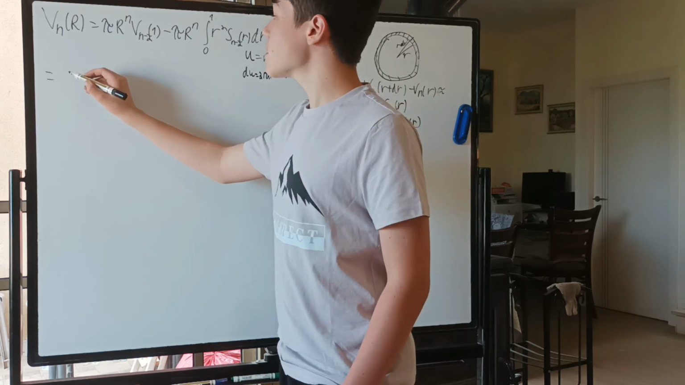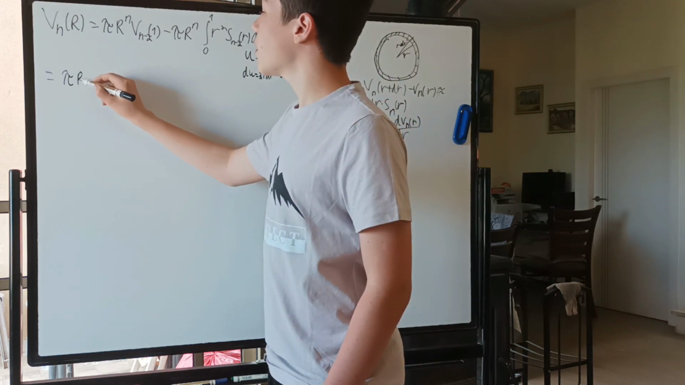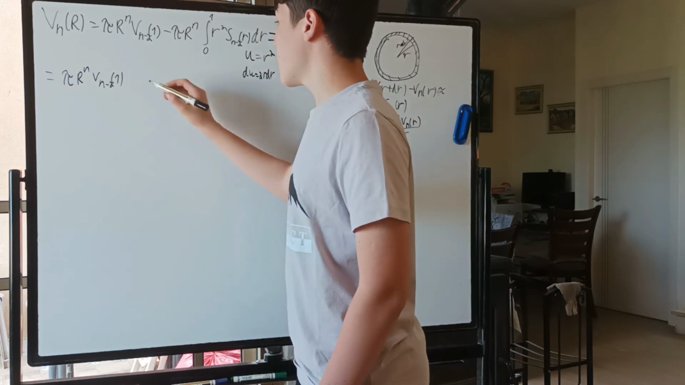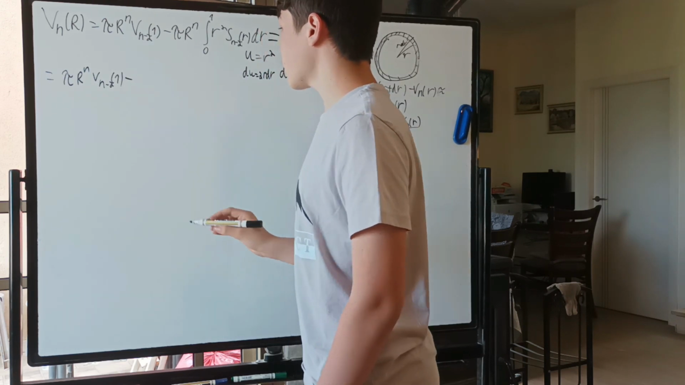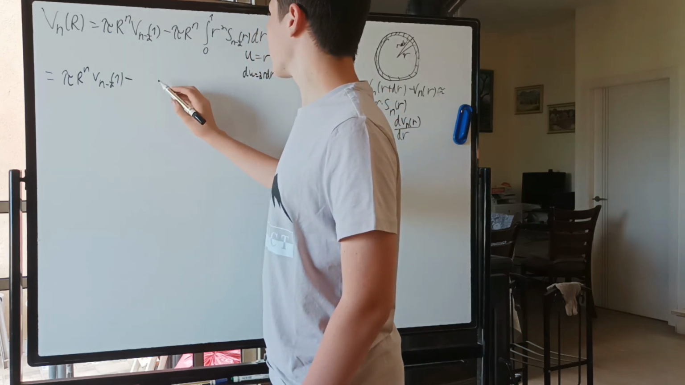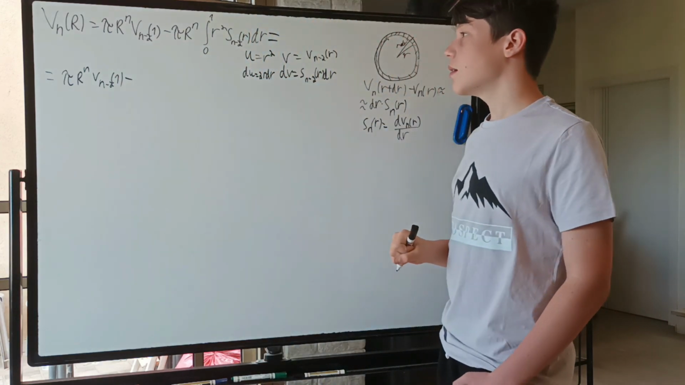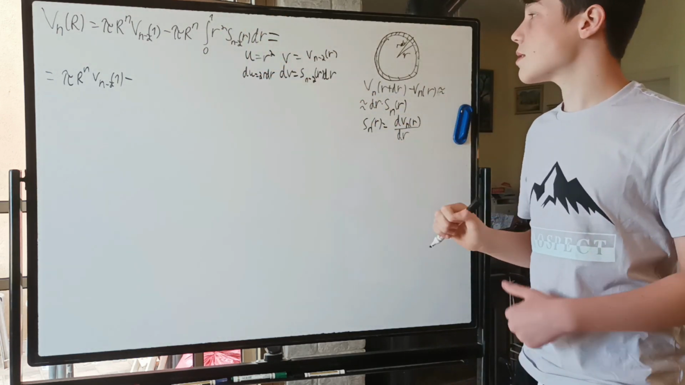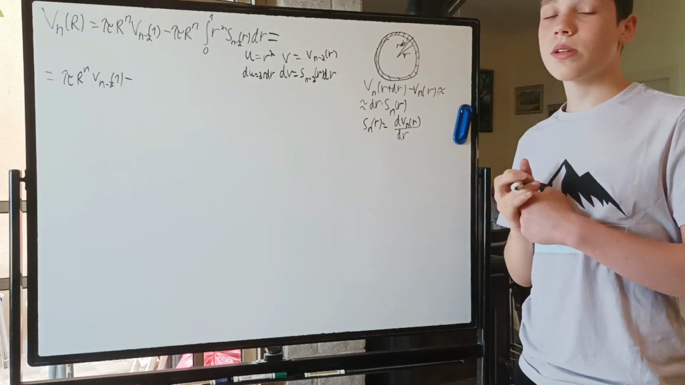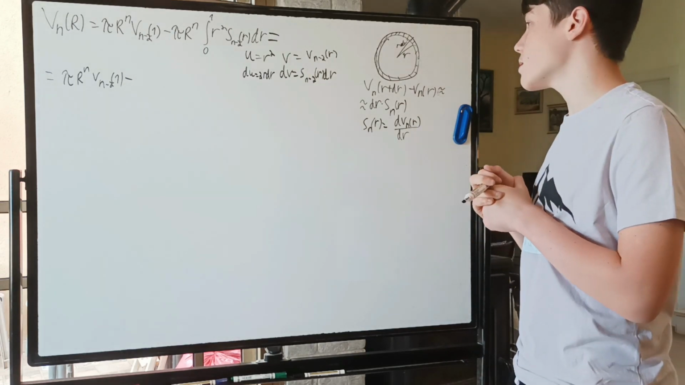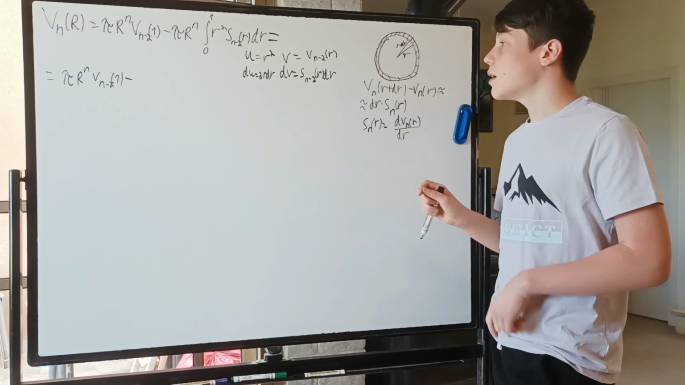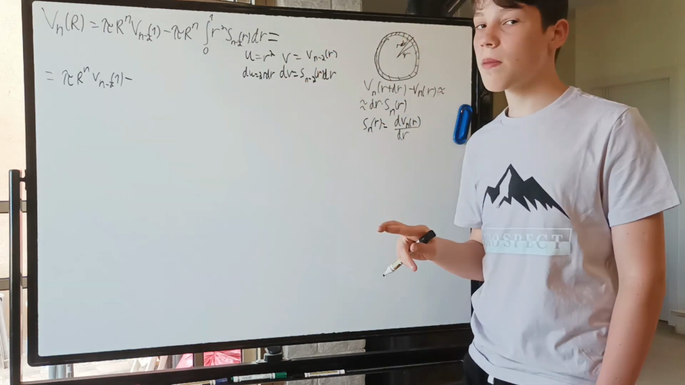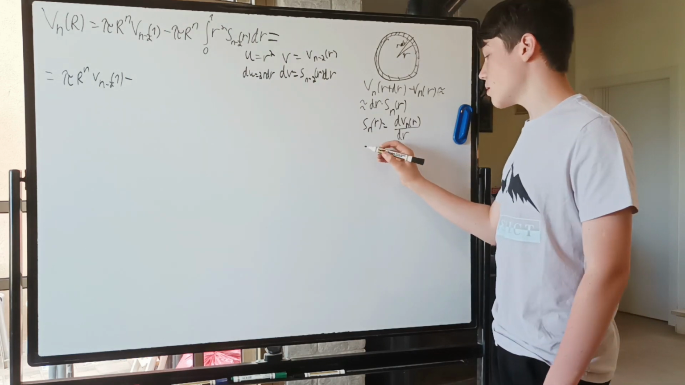So this is now pi r to the n V_{n-2}, 1 minus... so pi r to the n times, this integral will be, this is the integral of u dv. By integration by parts, it is equal to uv minus the integral of v du. In this case, u times v is r squared V_{n-2}(r), where r goes from 0 to 1.